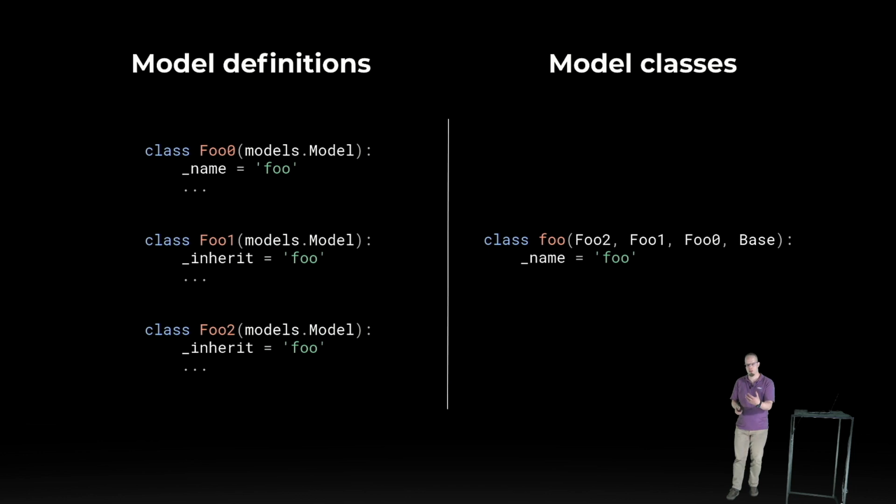The important thing here is that all the classes that the developer writes will actually end up as parent classes of the model, of the class of the records you're going to manipulate in your code.